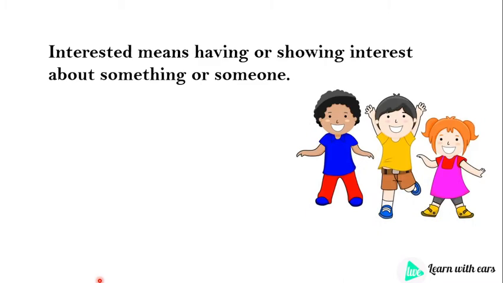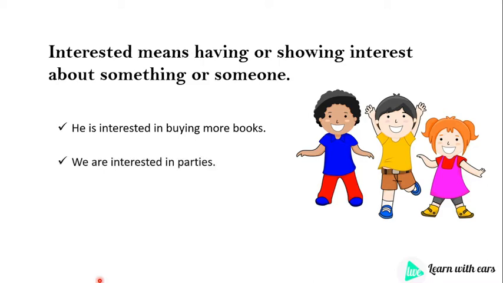Now let's see some examples. He is interested in buying more books. It means he likes books. Next, we are interested in parties. It means we like parties, we enjoy parties.